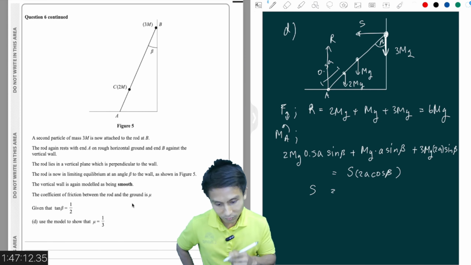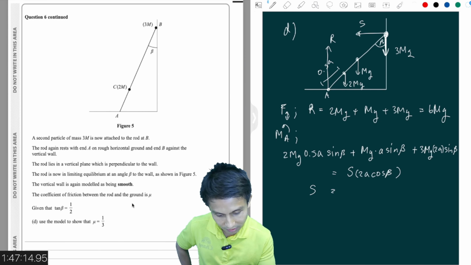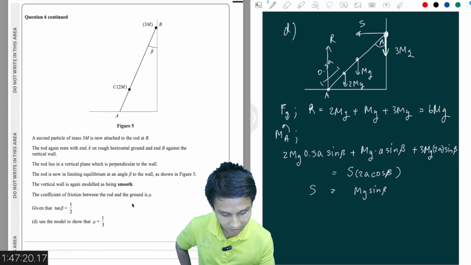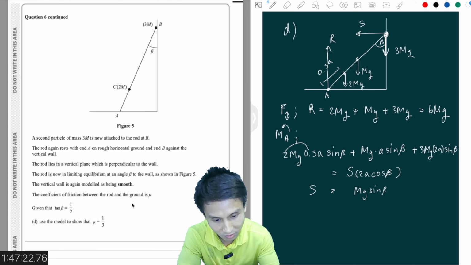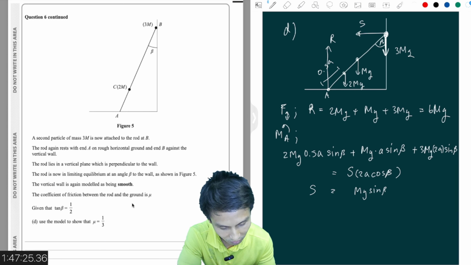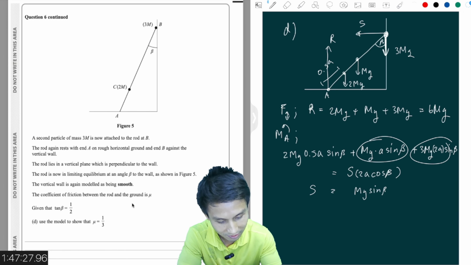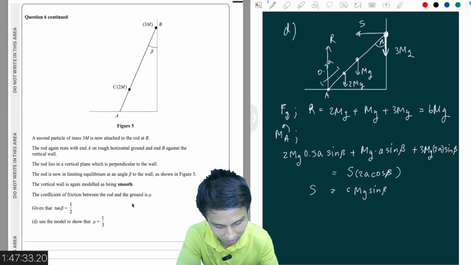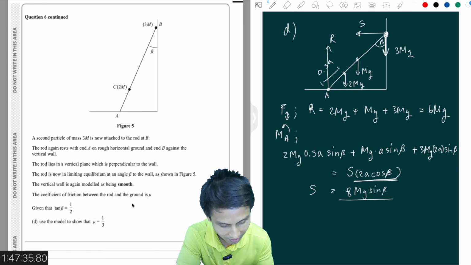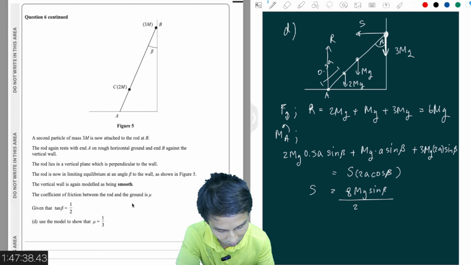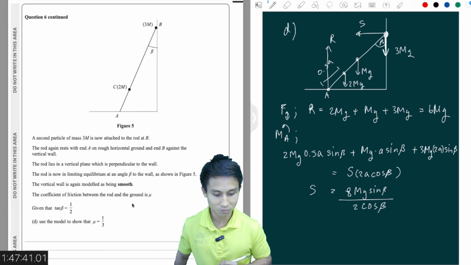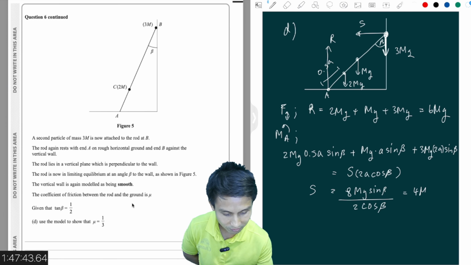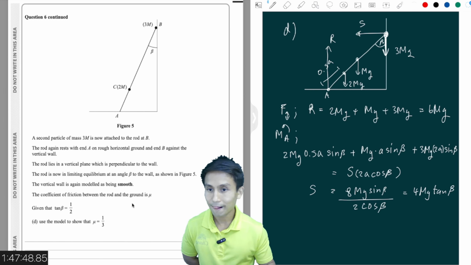Now, we can simplify everything there. So I'm just going to do mg sine beta here. And how many of them do we have? 2 times 0.5 is 1. This is also a 1. This is a 6, right? So 1 plus 1 plus 6, that's 8. So it's going to be 8 here, divided by what we have on 2a here. So 2 cos beta, because a would cancel to begin with. So that's going to be 4mg tan beta, right? Now that's the S there.